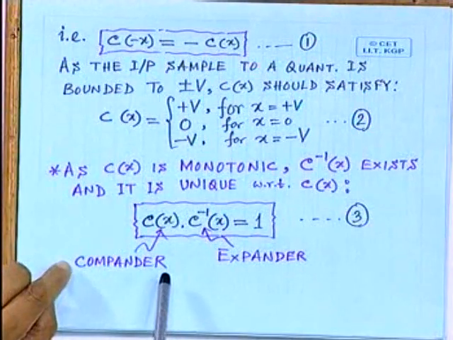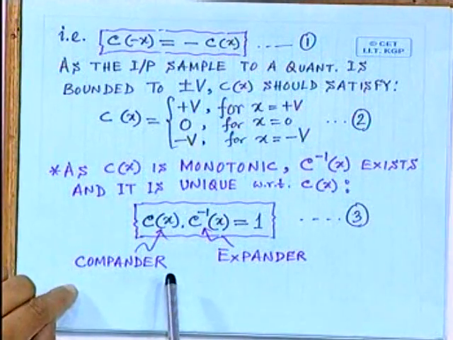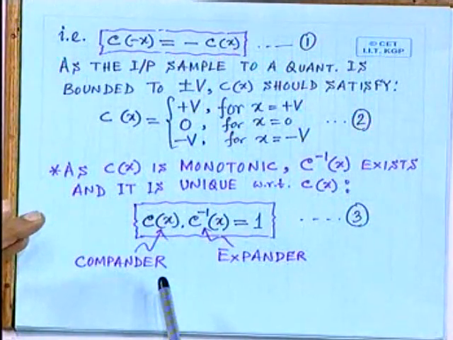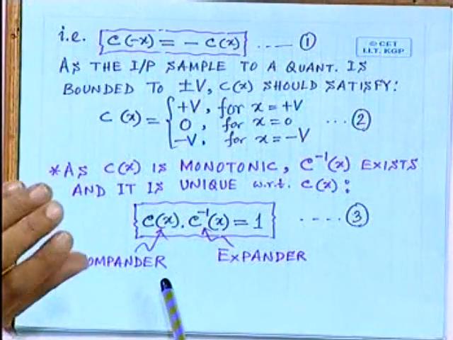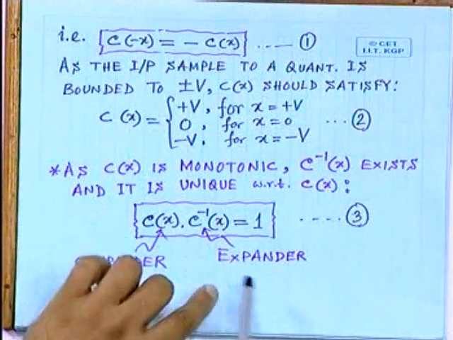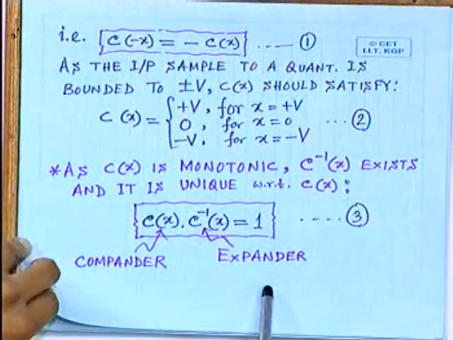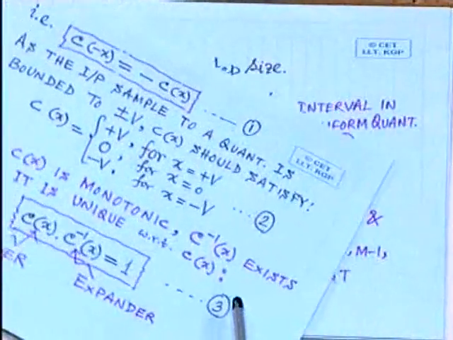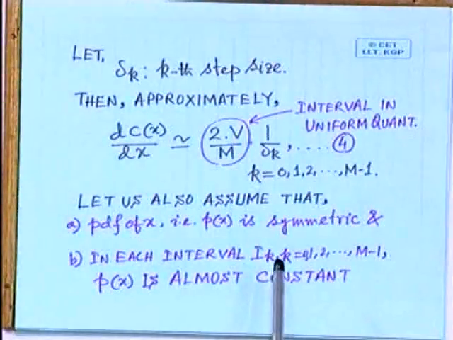Though this specific word companding stands for compression and expansion. We expand the low amplitude signal, we compress the high amplitude signal. So this basic operation is called the expanding operation and the companding operation. But because we use both Cx and C inverse x in the PCM decoder, we call the Cx function the compander function, and the C inverse function the expander function. So this is the third equation.